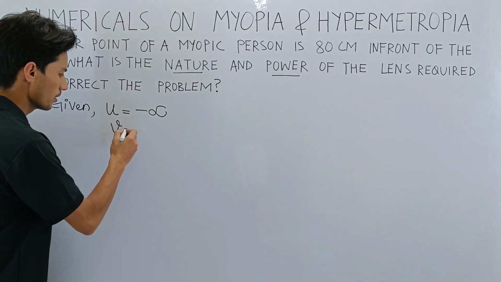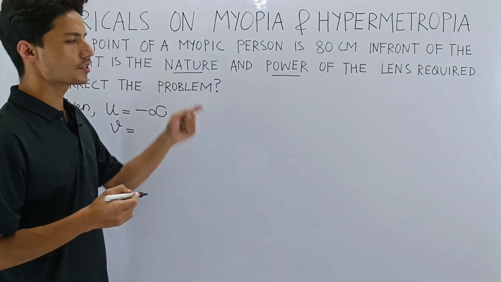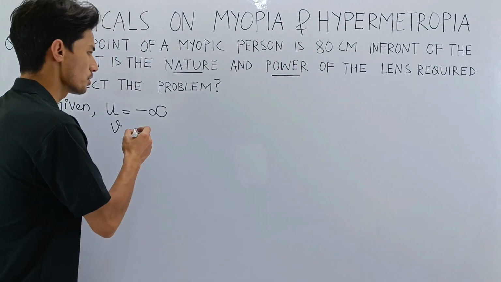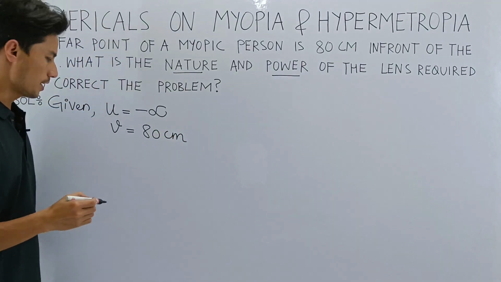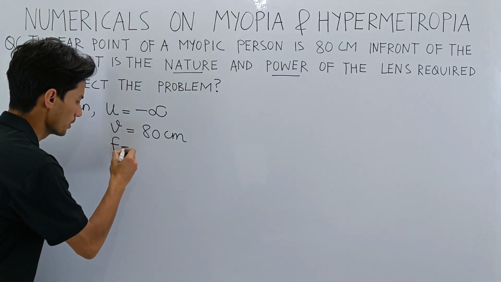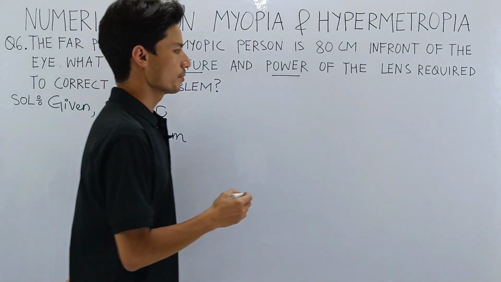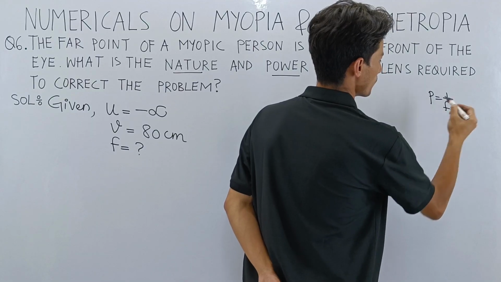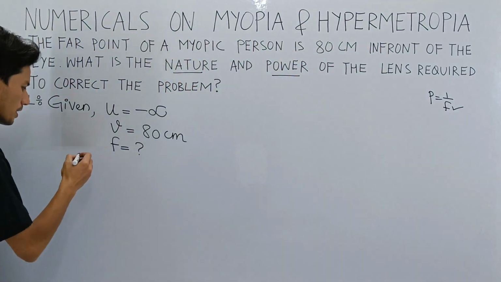Now v should be given to you in the question. If you read the question, there is only one number given, 80 cm. This is your v. See how easy it is. Then we are supposed to find power. To find power, you need focal length, because without focal length we cannot get power. The power formula is P is equal to 1 by f. So let's find the focal length using the lens formula.